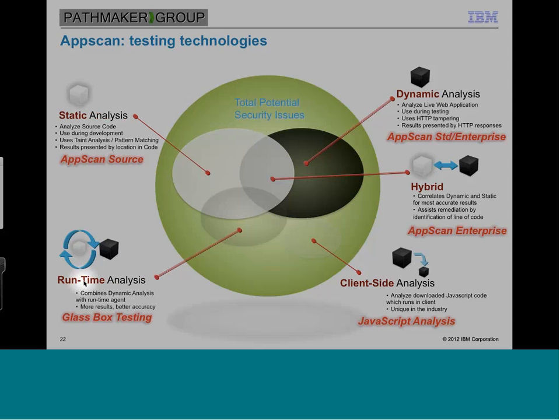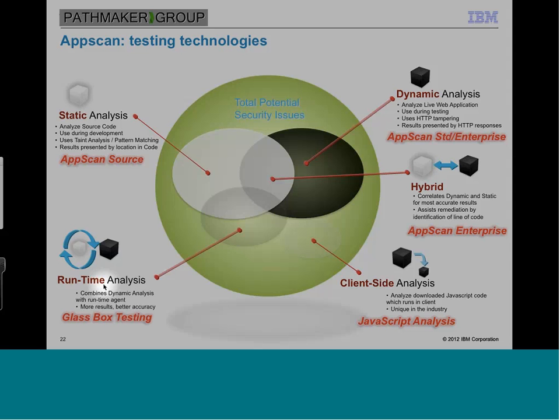Then we have some ancillary capabilities that are very unique in the market. These are differentiators for the IBM solution. One of those, in the lower left here, is runtime analysis. The term we use for this is glass box testing. Even though we're doing dynamic analysis, which is typically thought of as black box analysis, we're actually doing something a little bit more, which is why we coined the term glass box testing.